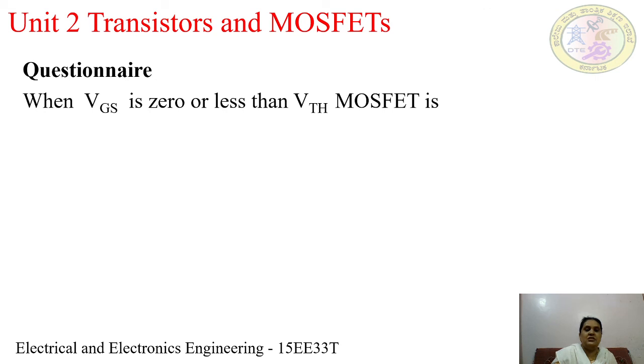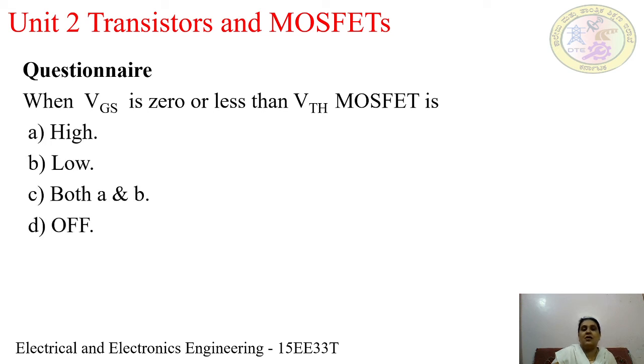When VGS is 0 or less than VTH, so whenever VGS is less than VTH, it's a very common answer: the MOSFET is off, that is answer D.